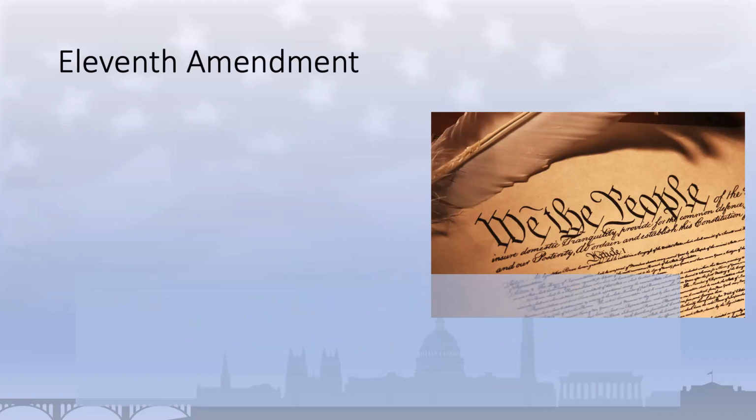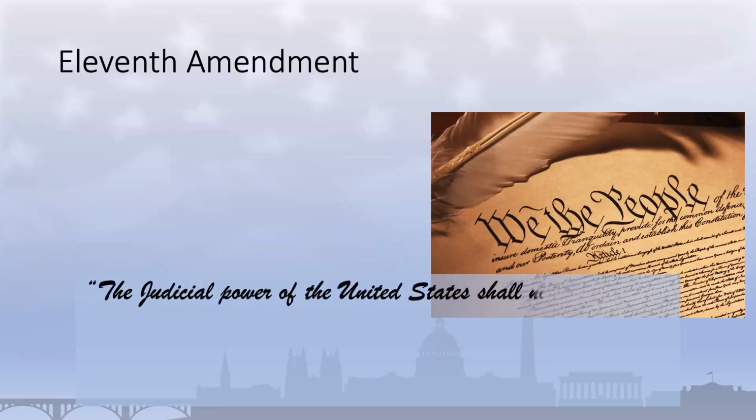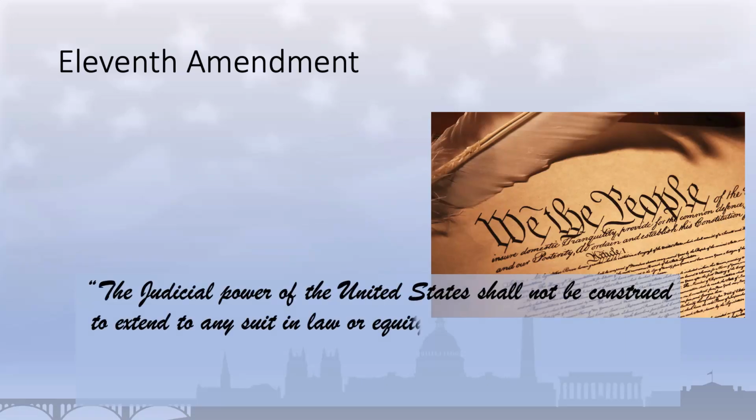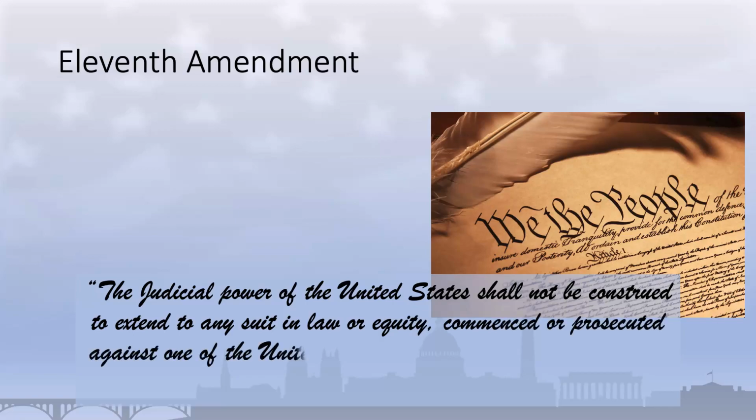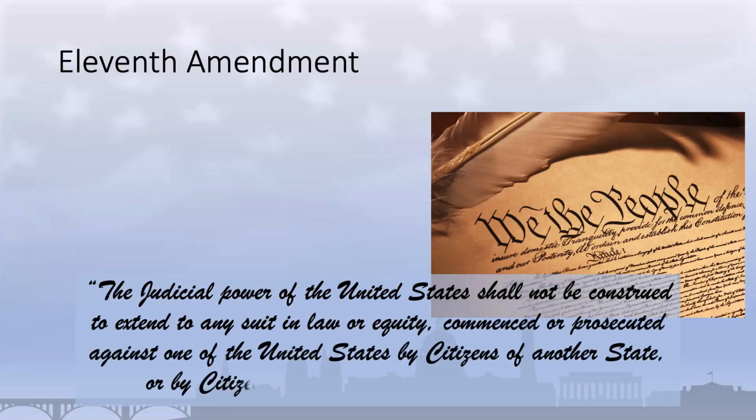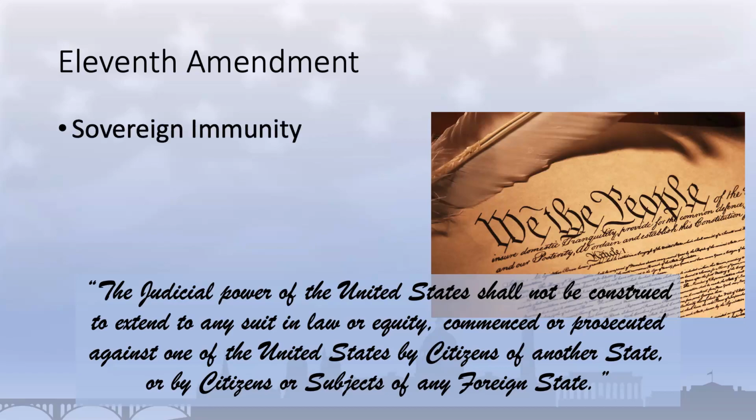And although not part of the original Constitution and the Bill of Rights, the 11th Amendment to the U.S. Constitution is also important to understand American federalism. Ratified in 1795, the 11th Amendment provides that the judicial power of the United States shall not be construed to extend to any suit in law or equity commenced or prosecuted against one of the United States by the citizens of another state or by the citizens or subjects of any foreign state. This is more commonly referred to as the doctrine of sovereign immunity.